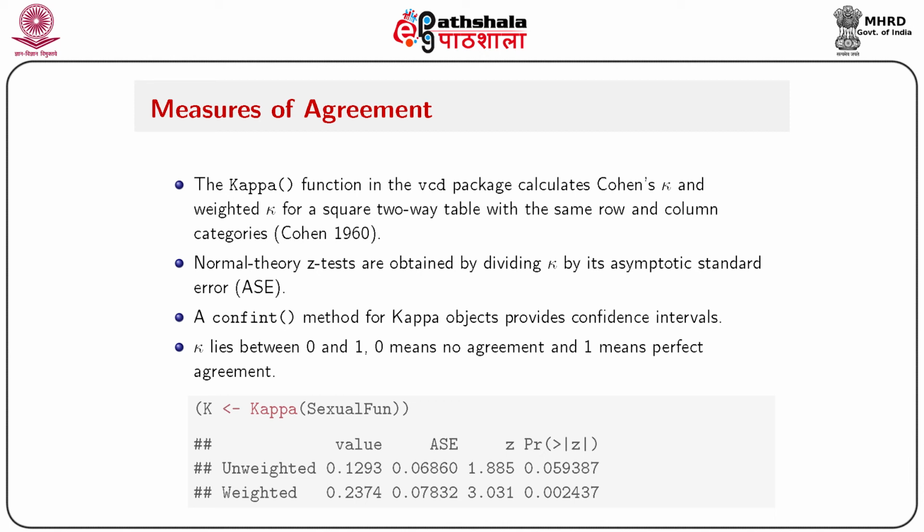So the Kappa function, the sexual fun data, can be used here. Just pass it to Kappa, where K is uppercase. So pass the sexual fun data within the Kappa function, then it will give you the measures of agreement, unweighted and weighted. The values are given and p values are also given, and the unweighted was not significant but the weighted values are showing significant, but the kappa value is 0.23. So the positive association, agreement is there, but a little weak agreement.